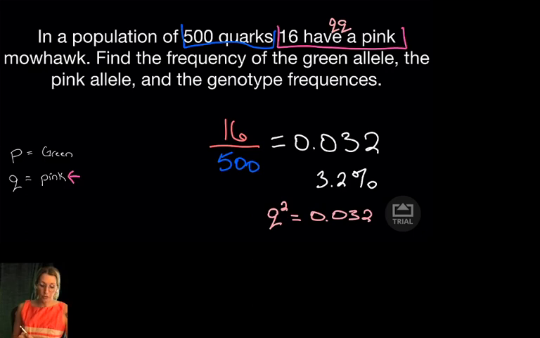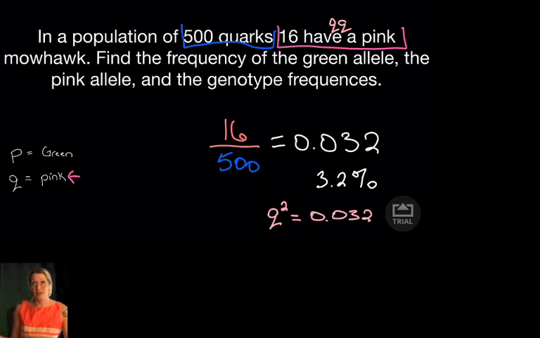Well, our frequency is 0.032. So what this is, guys, is our Q squared, right? This is how many individuals are homozygous recessive. 0.032, that's our Q squared. Just from knowing how many individuals in the population are expressing that recessive trait, we get our Q squared from our Hardy-Weinberg problem. Okay, cool. Puzzle piece slips into place.